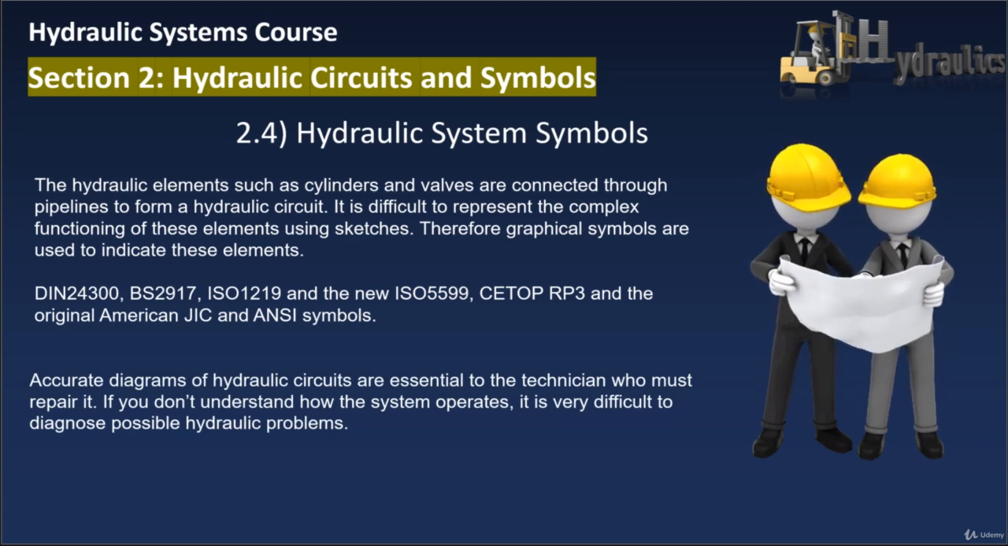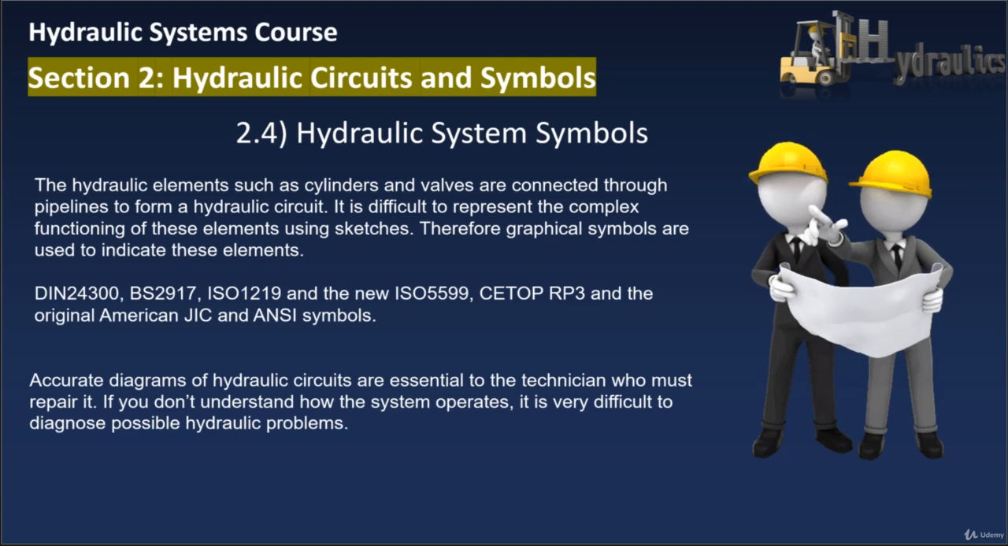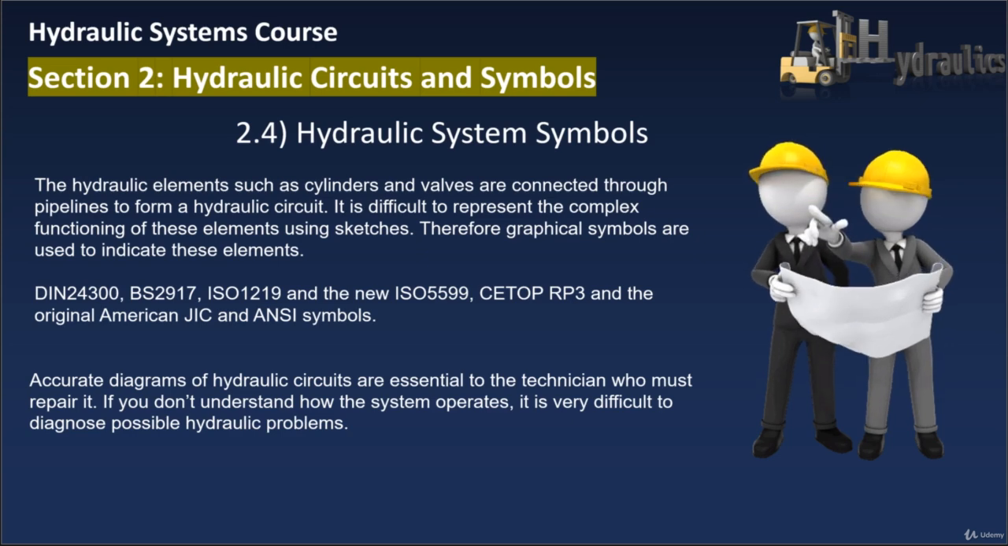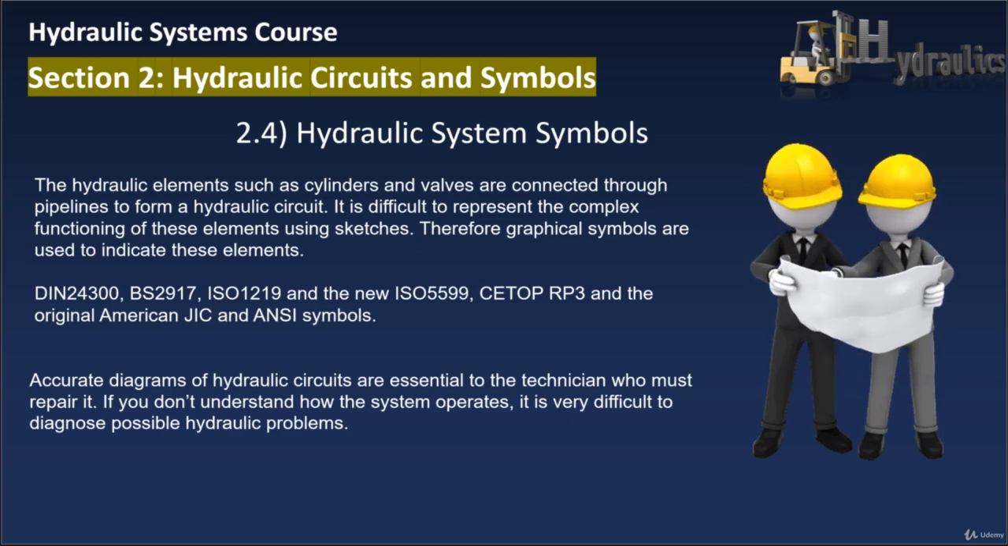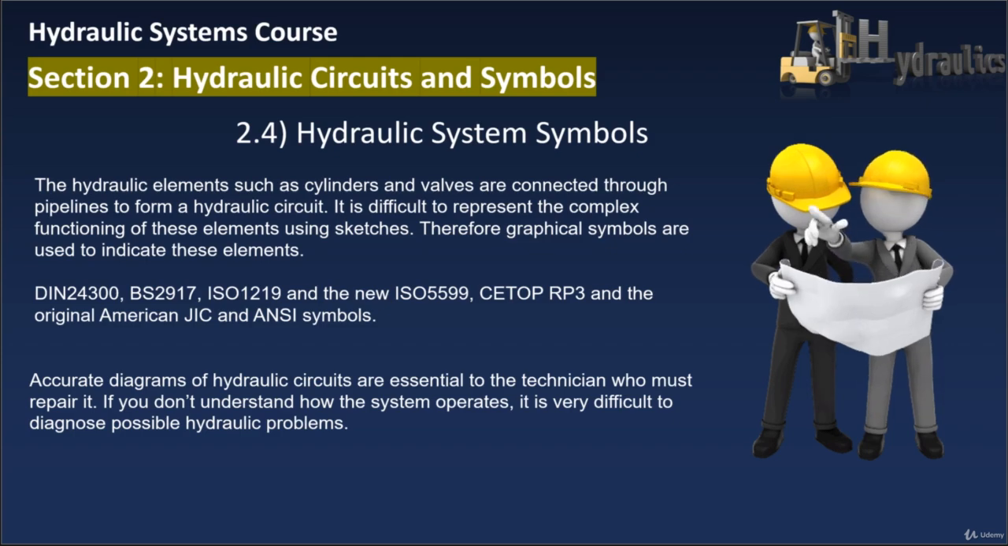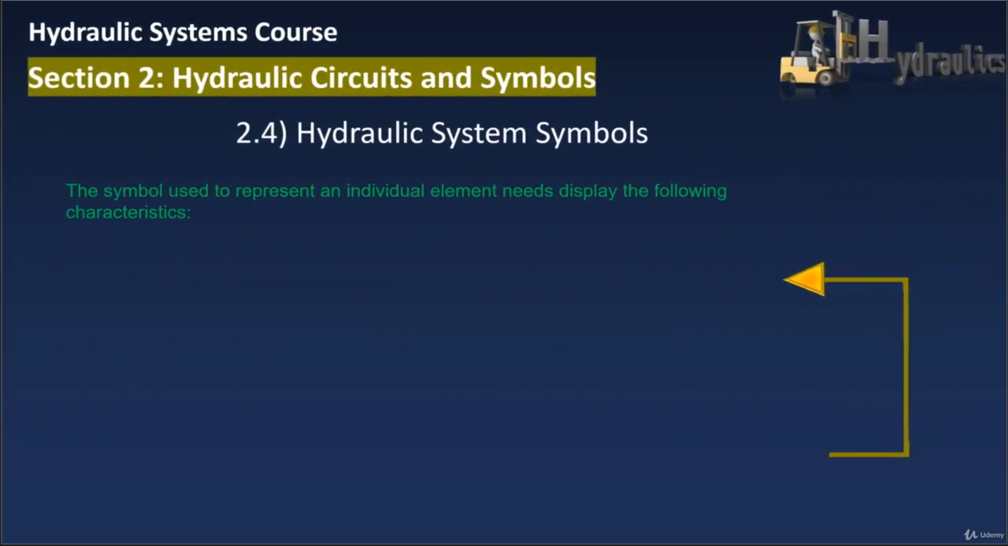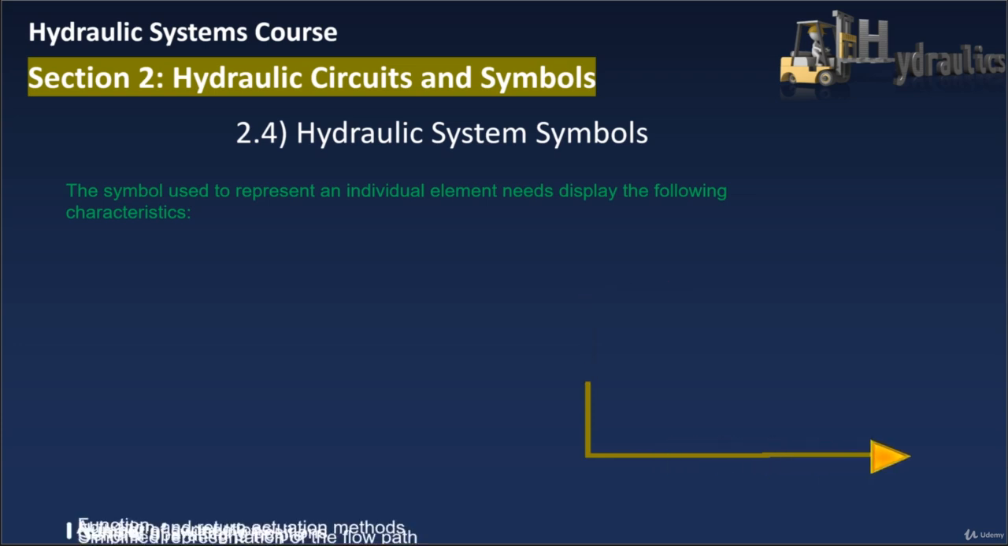In order to diagnose a problem or to repair a hydraulic system, you have to be very well aware of the symbols and how to read the hydraulic circuits. If you don't understand how the system operates, it's very difficult to diagnose possible hydraulic problems. The symbols used to represent individual elements need to display the following minimum characteristics. When we are reading a symbol, we have to identify and know the following characteristics.